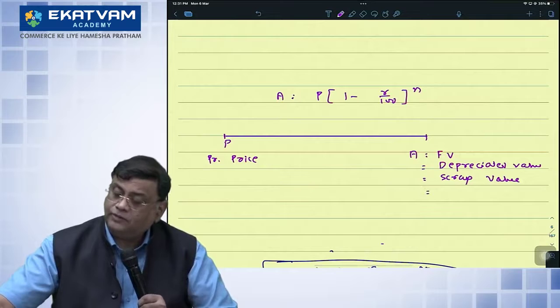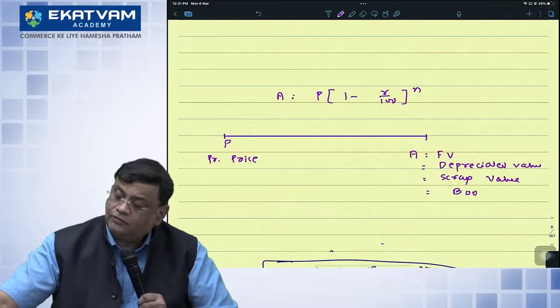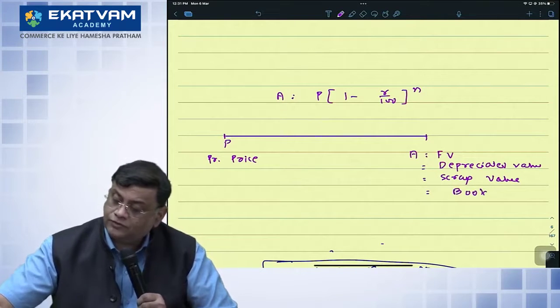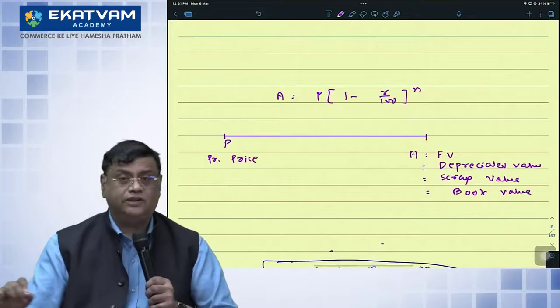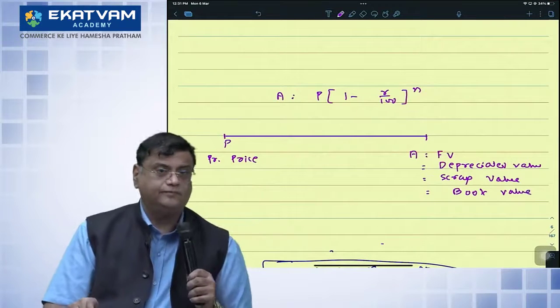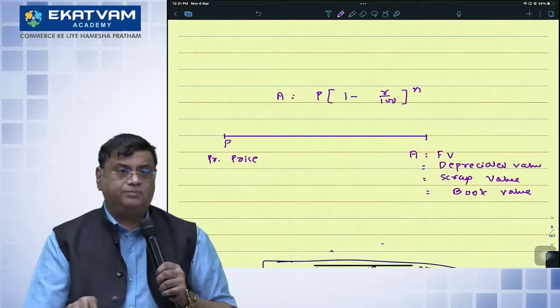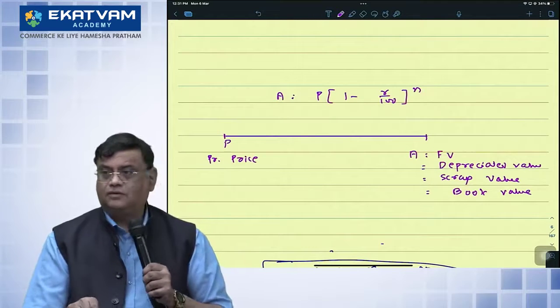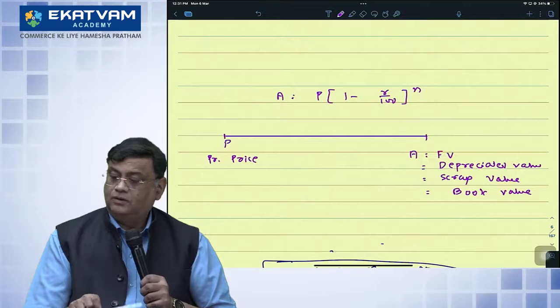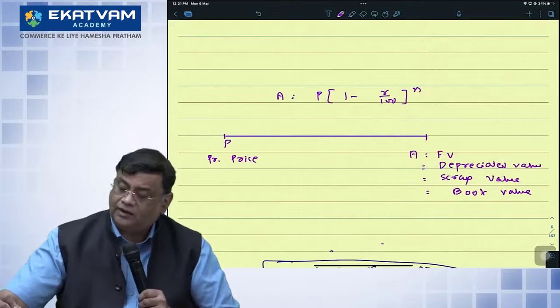By the way, this will be the book value because this much value will be entered in your books of accounts. So it is the book value. They can use any wording. You must know all the terms. The basic formula is the same, but what is the interpretation? That interpretation must be clear.